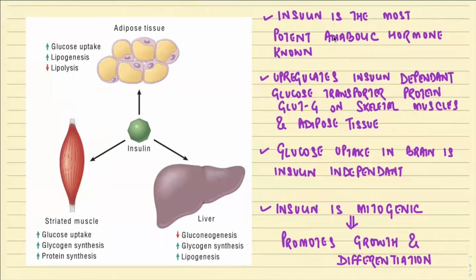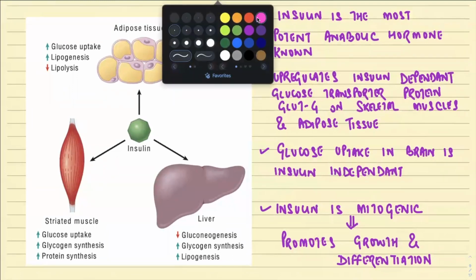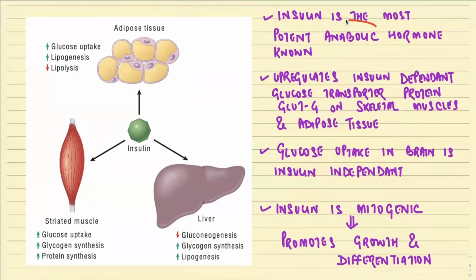So first, a very important point is that insulin is the most potent anabolic hormone. Anabolic means they are building. So they are body building. They are constructive in nature. They are making something. They are not breaking. So what is the effect of insulin in the adipose tissue?